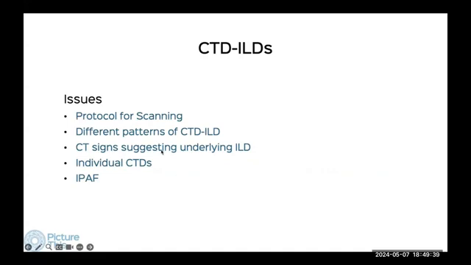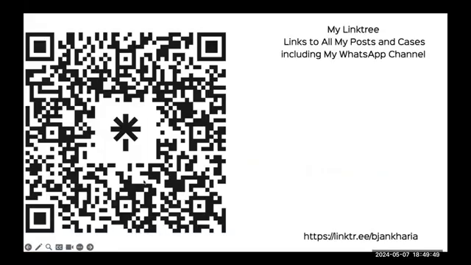So today, the idea in the last about 16, 17 minutes was to talk about different patterns, the CT signs suggesting ILD, the individual CTDs, and a little bit on IPAF.